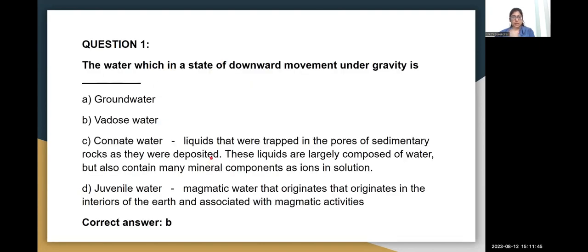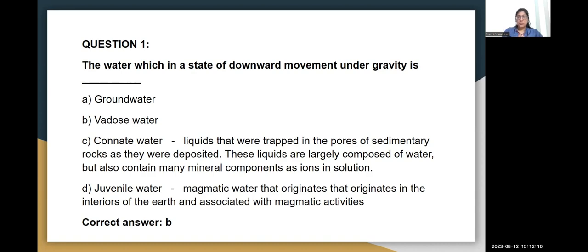Now, connate water is nothing but the water that is trapped in the sediment pores of sedimentary rocks when they are being deposited. It's not something that happens as a result of precipitation, but whatever water gets trapped while sedimentary rocks are formed, such water in the pores of sedimentary rocks is called connate water.